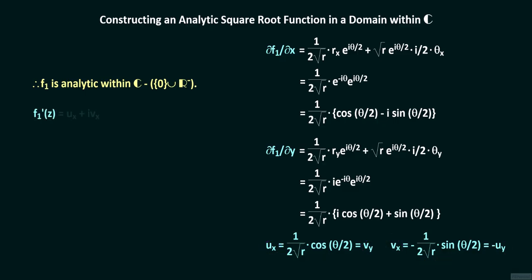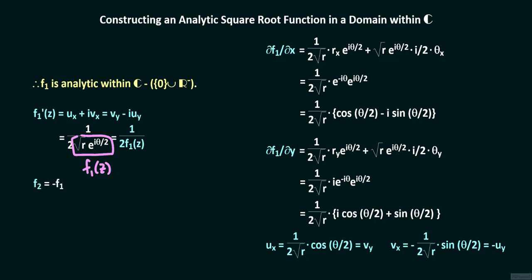F sub 1 prime equals u sub x plus I times v sub x, which is also equal to v sub y minus I times u sub y by the Cauchy-Riemann equations. U sub x plus I times v sub x is actually the partial derivative of f sub 1 with respect to x, so that f sub 1 prime equals 1 over the product of 2, the square root of r, and e raised to the power I times theta over 2. This part is f sub 1 of z, so that f sub 1 prime of z equals 1 over 2 times f sub 1 of z.